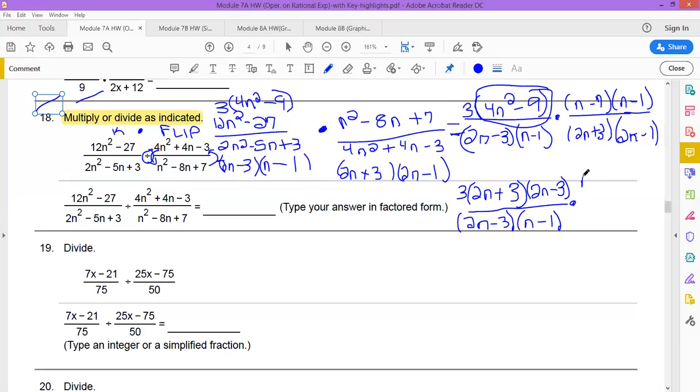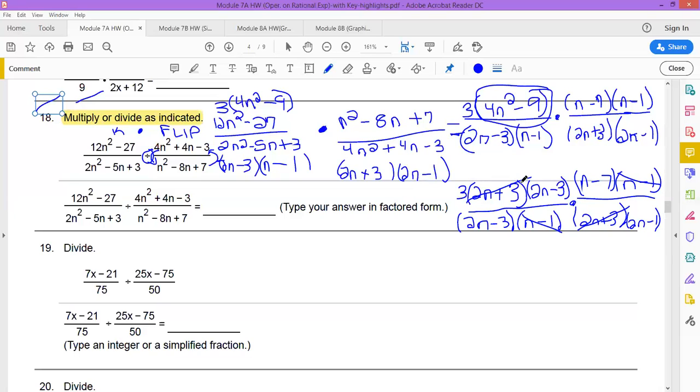The numerator n minus 7 and n minus 1. The denominator of our second fraction, we have 2n plus 3 and 2n minus 1. Now let's look and see which of these factors we can cancel. You see your 2n plus 3 in the numerator of the fraction on the left can cancel with the denominator 2n plus 3 in the fraction on the right. n minus 1 and n minus 1 can be canceled out.